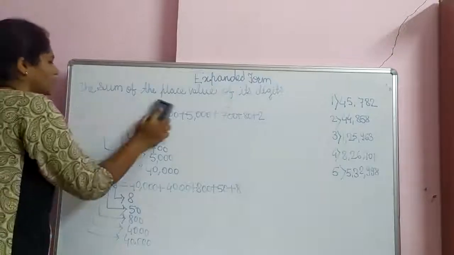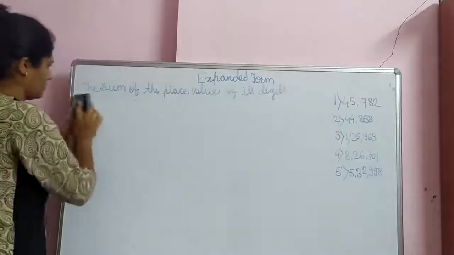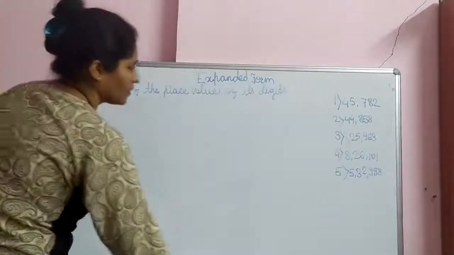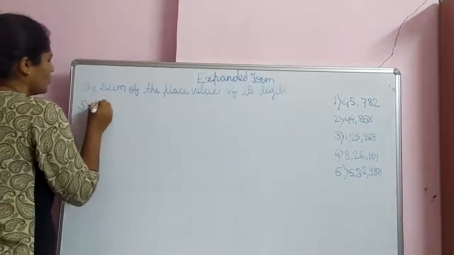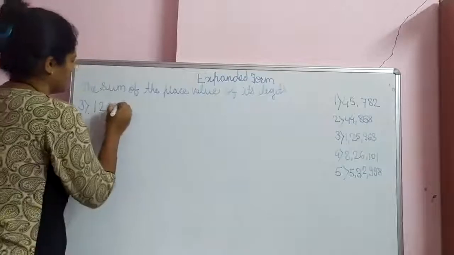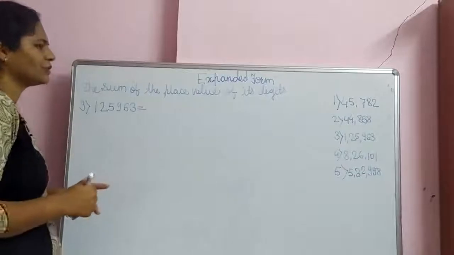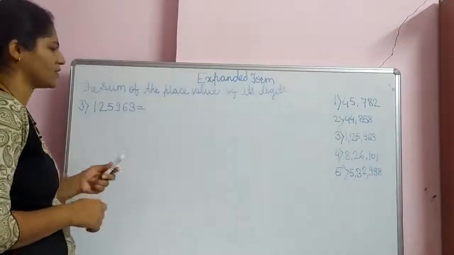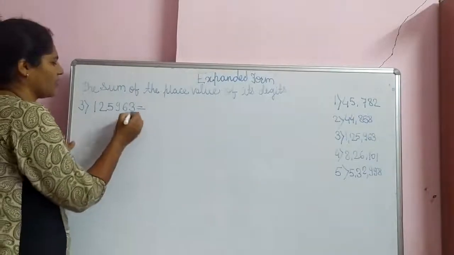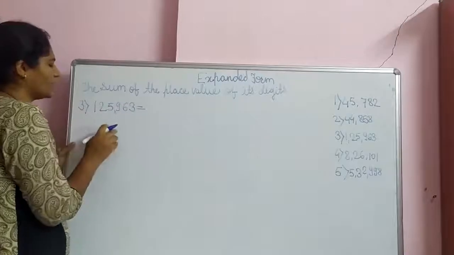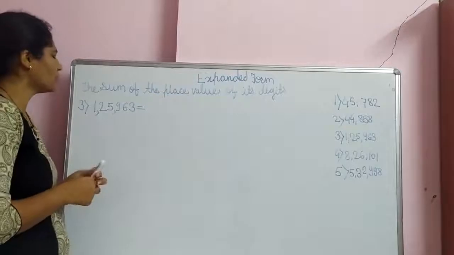Next example. What is the next example? 1, 2, 5, 9, 6, 3. So firstly what do we do? Firstly we give commas and we start making groups from the right side. So count 3 places. 1, 2, 3. Give here a comma. Then 2 places. 1, 2. And here 1, there is no need.